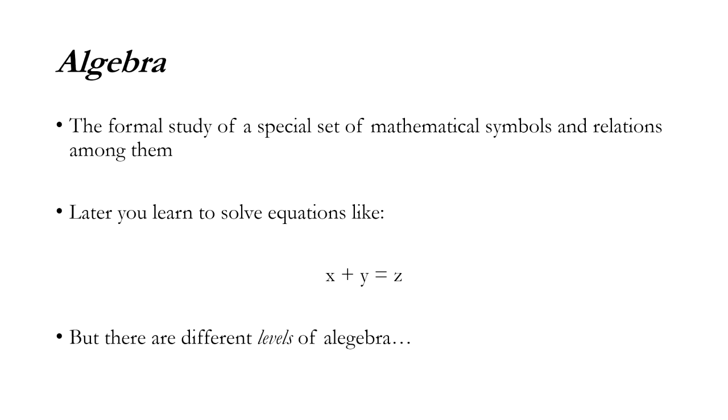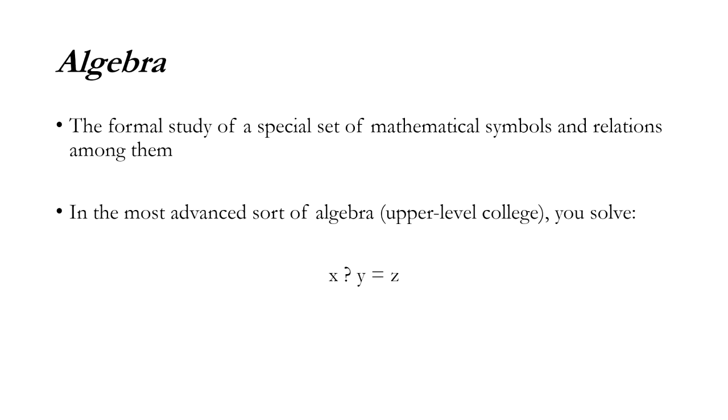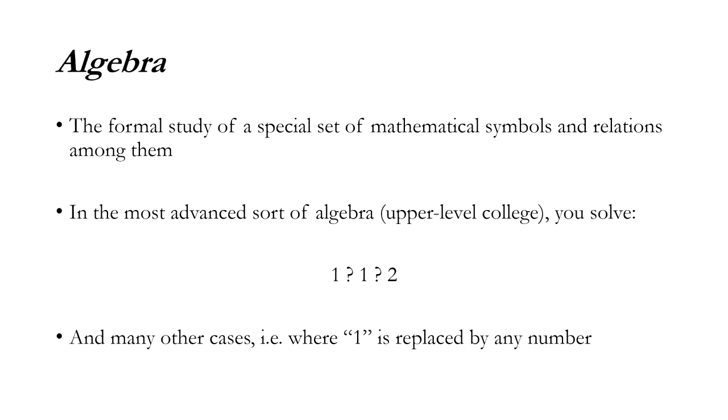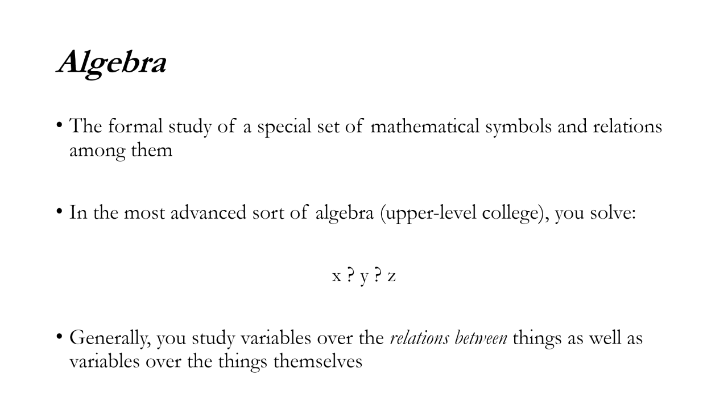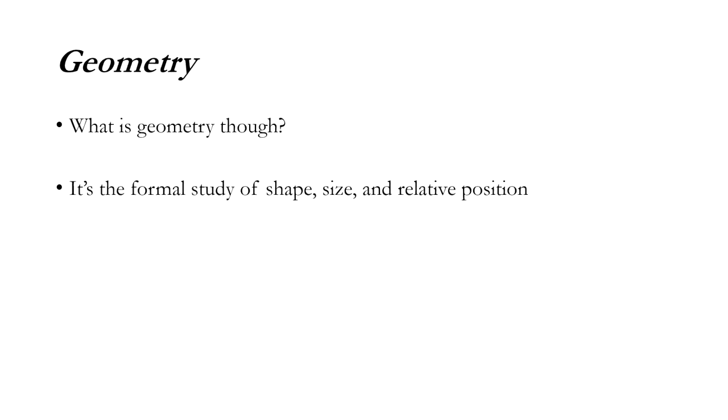There are different levels of algebra. In the most advanced sort of algebra, which you get exposed to in upper level college, you solve equations not just that look like this, but which also abstract over the relations among things, among numbers. So for instance, you might solve things that look like this, or you might fix on particular numbers, systems that look like this. And in many other cases where one could be replaced by any number. Generally speaking, you study variables over relations between things as well as the variables over the things themselves. This is like high-level abstraction. Okay, that's a brief overview of what algebra is.